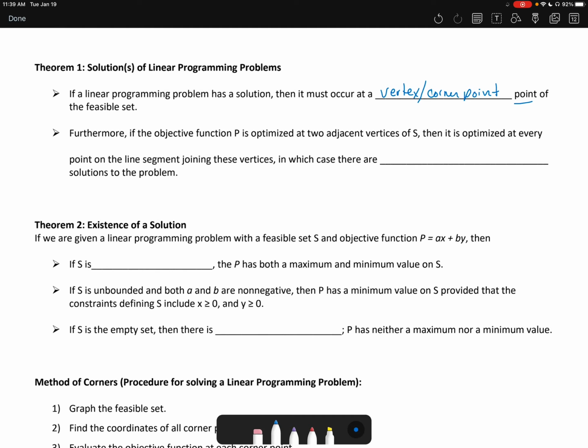Furthermore, if the objective function P is optimized at two adjacent vertices of S, then it's optimized at every point on the line segment joining those vertices. In that case, there are infinitely many solutions to that problem. So if you happen to find two corners that both maximize it, then every point on that line also maximizes it.